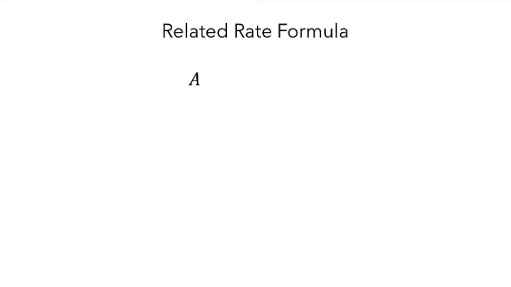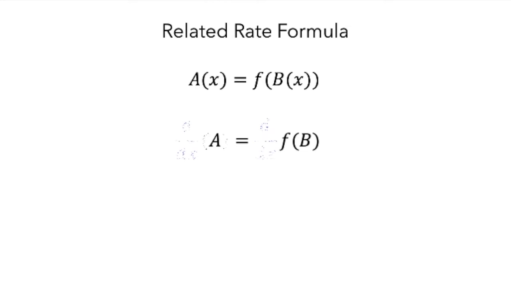Suppose the variable a is a function of variable b, and then we think of both a and b as themselves functions of x. To get the related rate formula that defines the relationship between the rate of change of a with respect to x and the rate of change of b with respect to x, we differentiate both sides of the equation with respect to x. On the left side of the equation, we get dA/dx.